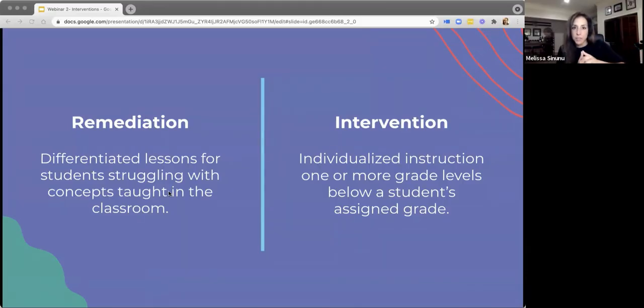And of course, by differentiated lesson, we mean a lesson that teaches the same concept being currently taught in the classroom, but perhaps broken down more clearly into more concrete steps for mastery. You may be remediating, for example, during your office hours. Intervention is a whole different animal. This is when the student is receiving support to learn skills one or even multiple years below grade level.